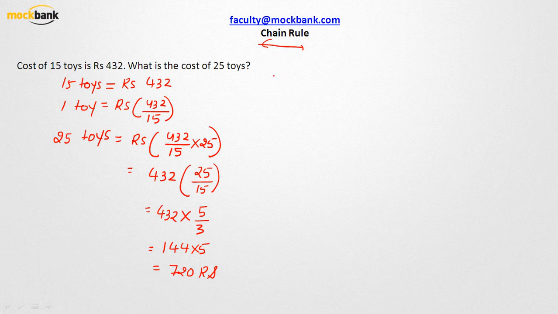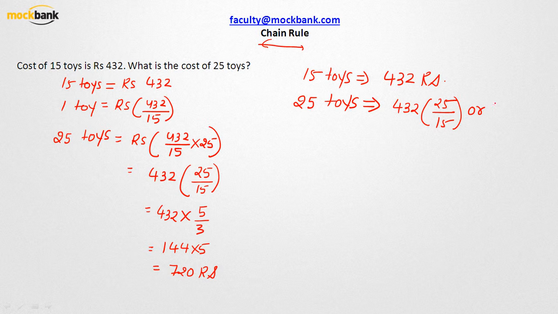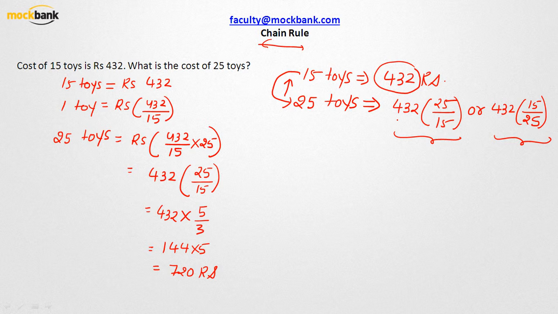I have another approach to solve this problem. Say the cost of 15 toys is given to you as 432 rupees, and what is being asked is the total cost of 25 toys. Now 432 can be multiplied by either 25 over 15, or by 15 over 25. Which one of them is correct? Since the cost of 15 toys is 432 rupees and the number of toys is increasing, the cost for sure is going to be more than 432 rupees.